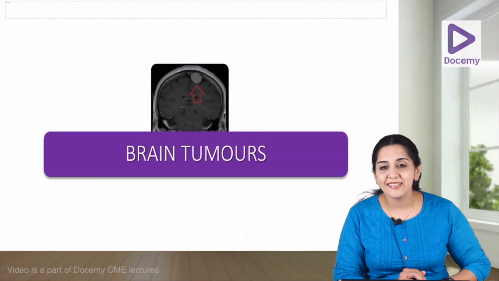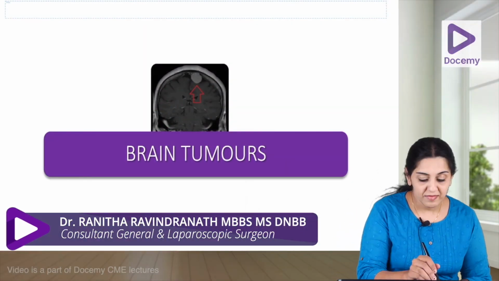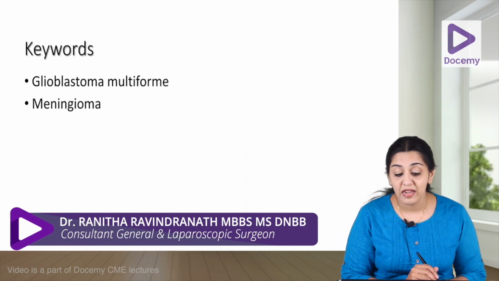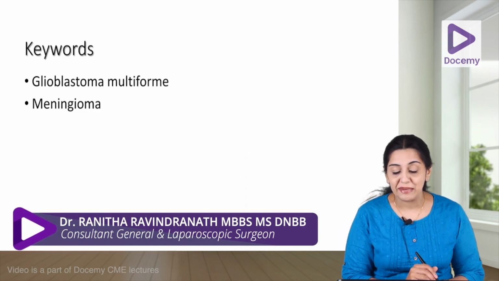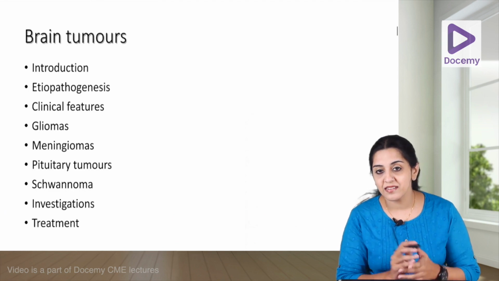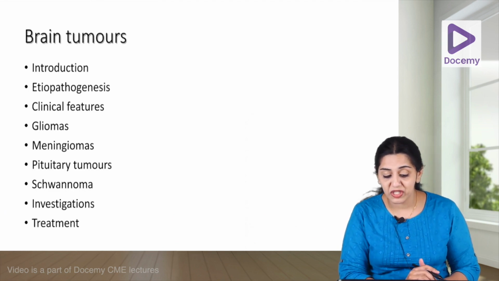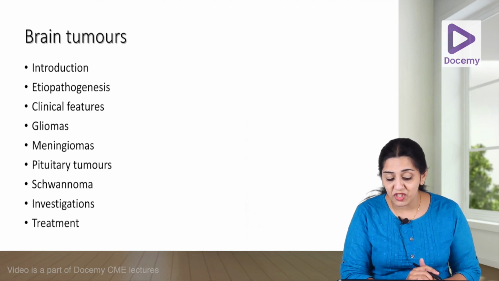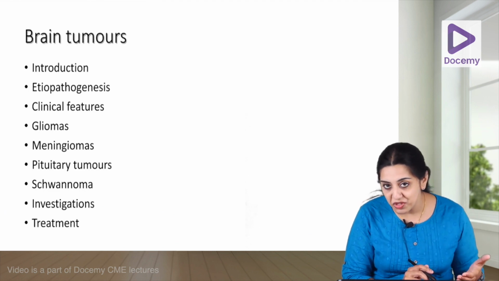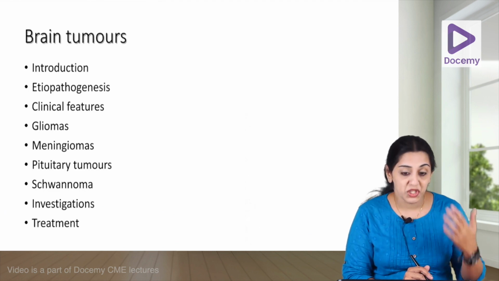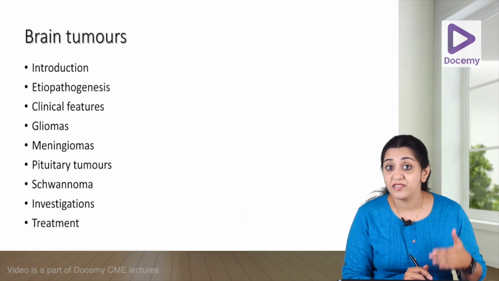Hi friends, let's discuss something about brain tumors. The key words used in this session are glioblastoma multiforme, meningioma. Let's discuss it under the following subheadings: Introduction, etiopathogenesis, clinical features, gliomas, meningiomas, pituitary tumors, schwannoma, investigations and treatment.